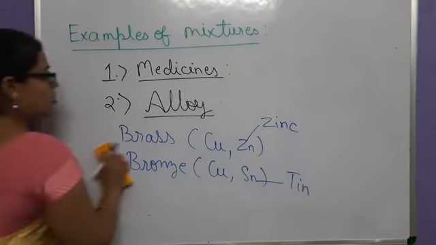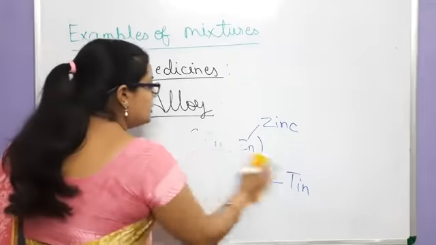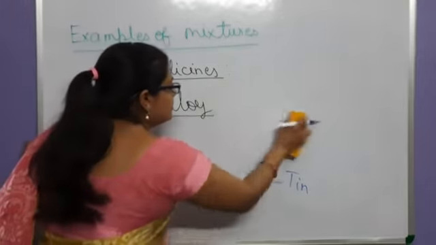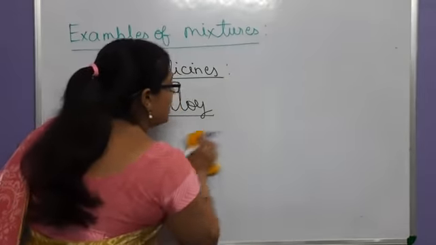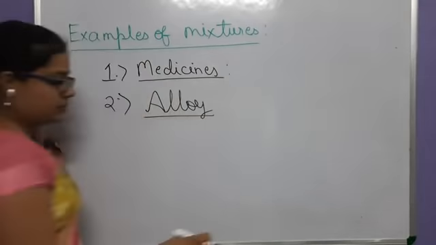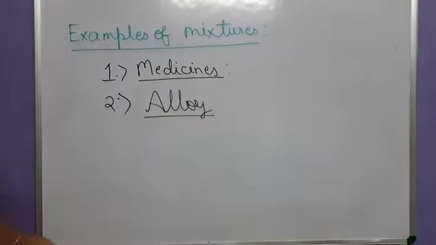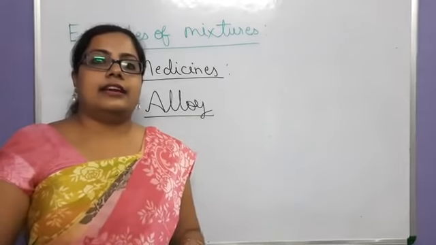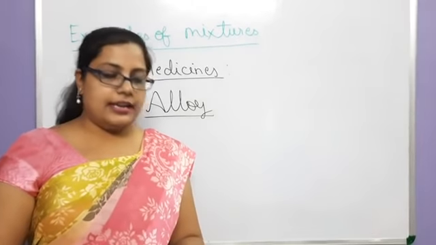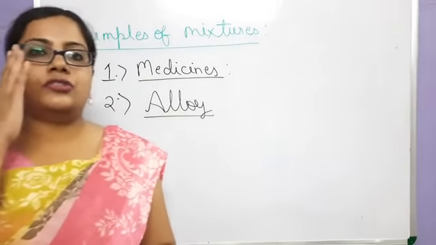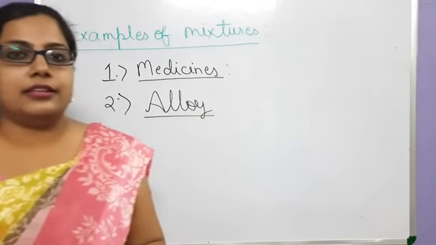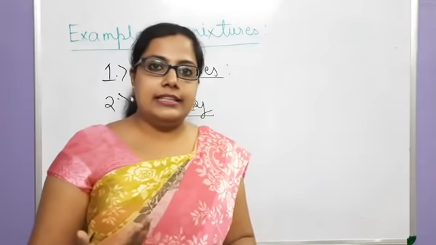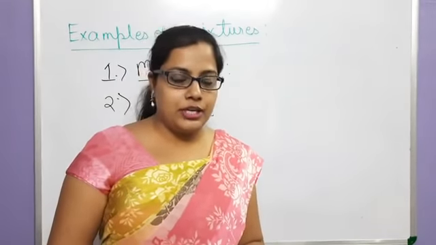Now let's talk about gold. The gold which we get in the market, you would have heard about carat and all. Carat shows the purity of the gold. 18 carat, then 16 carat, 22 carat. So these are the carats which we hear in the gold market. What do these carats show? They show the purity of the gold.